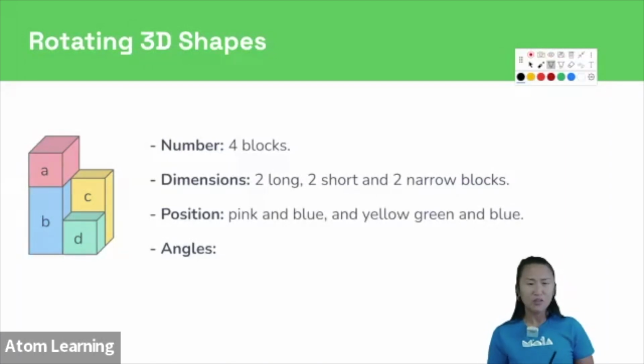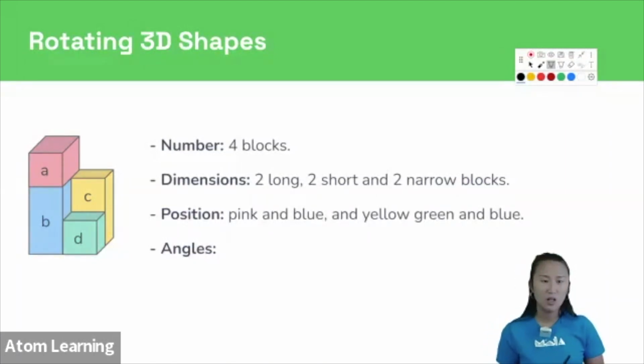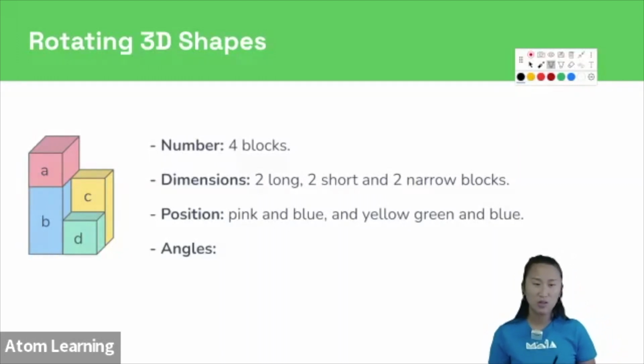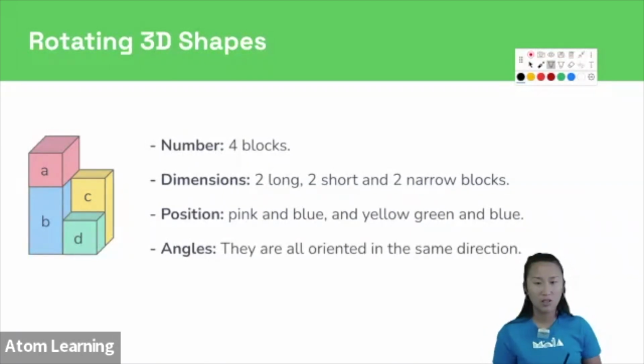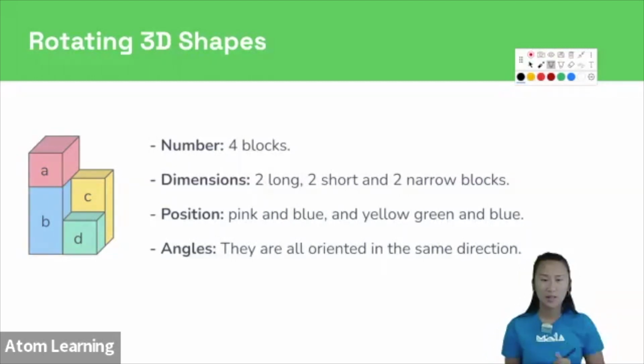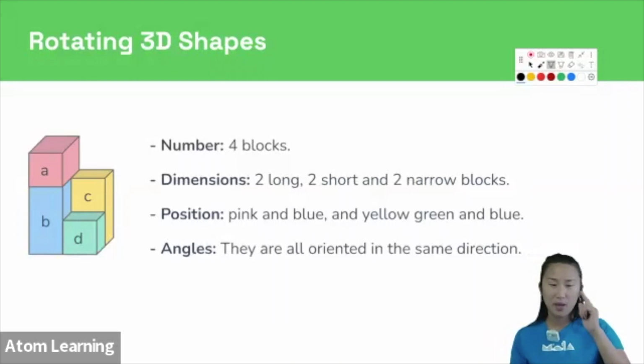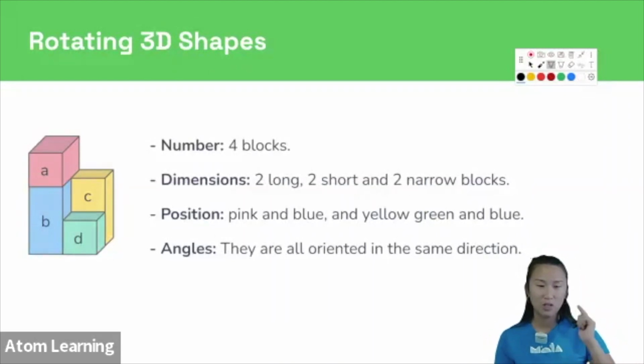Next, if we think about position, the pink and the blue blocks are touching, and the yellow and the green blocks are also touching. And they also touch the blue block. Finally, if we think about angles, they are all oriented in the same direction. That means they're all pointing or facing the same way. So the pink and blue blocks are parallel to the green and yellow blocks.